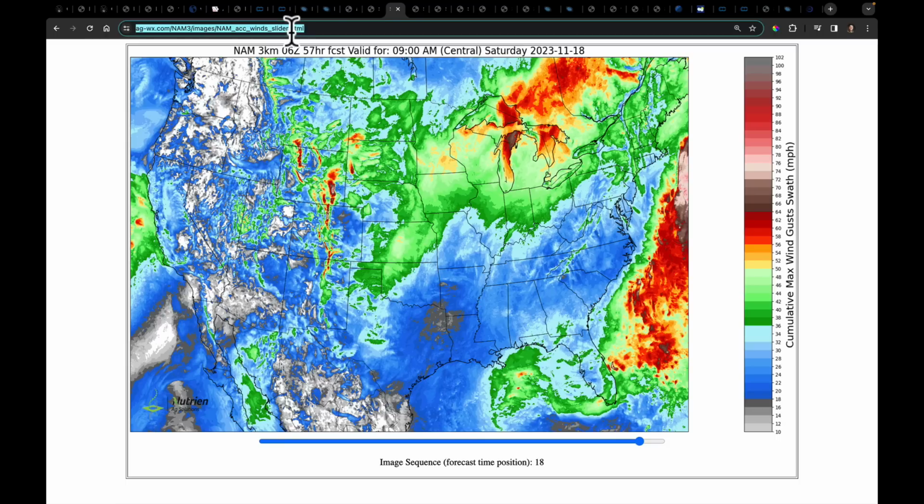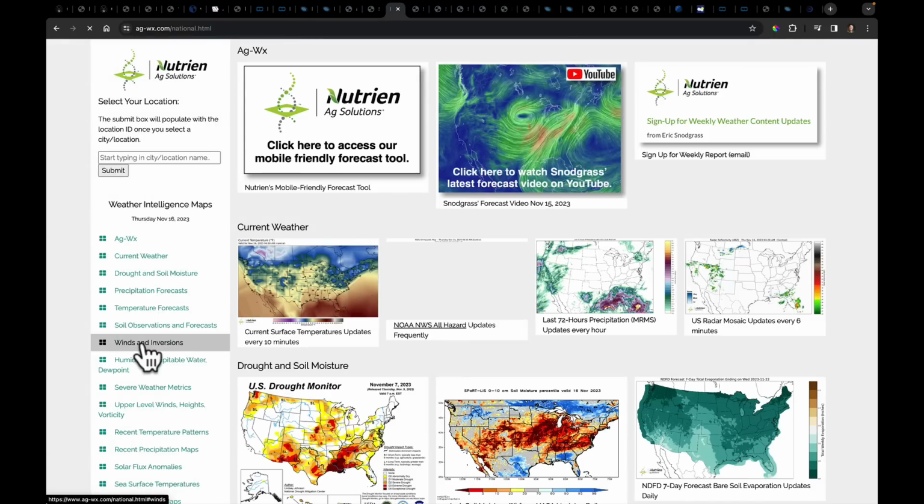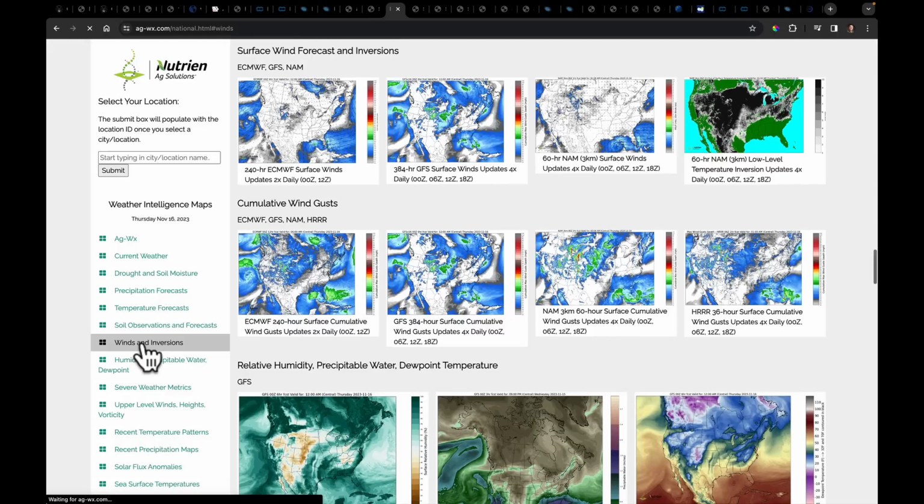And that's not the only thing to say about it. In fact, let's do this as well. I'm going to take you to my website, ag-wx.com. Come over here to winds and inversions. You can now see all these maps. They're all just listed right here. I'd like to go to this one, though.